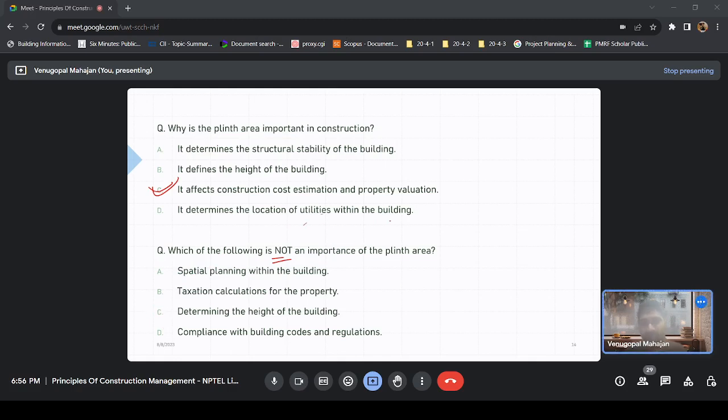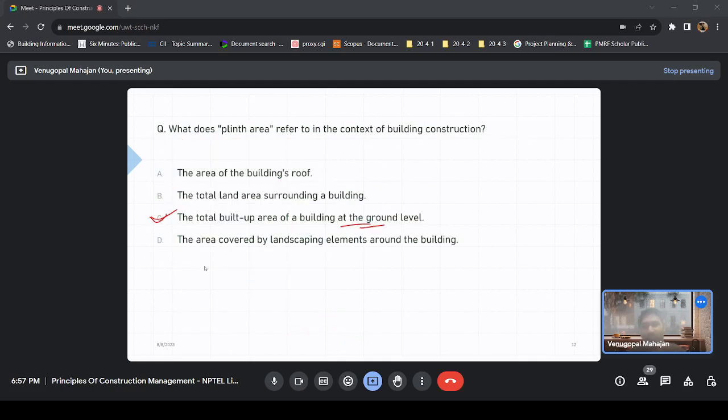So let's see. What is the plinth area? You would say that it is the total built-up area on the ground floor, right? That's how you defined it. I'm not commenting on it. Okay, so this was supposed to be when you go only for the definition of plinth area.